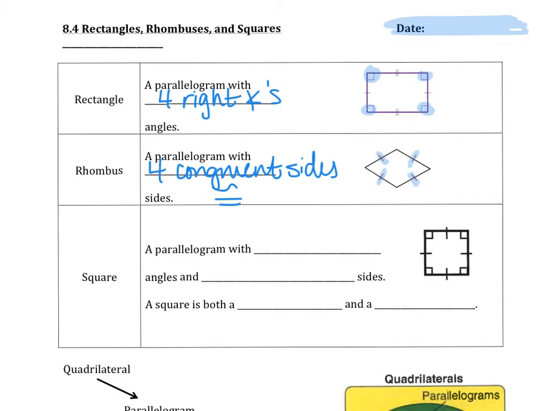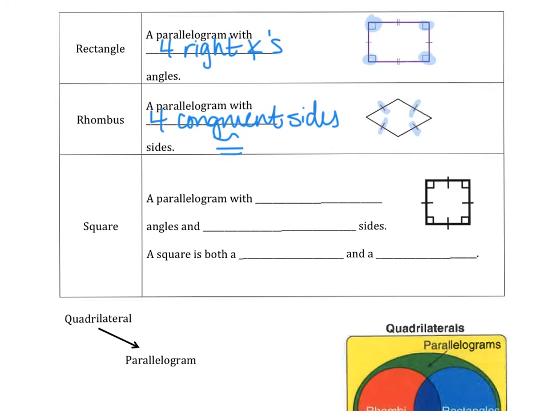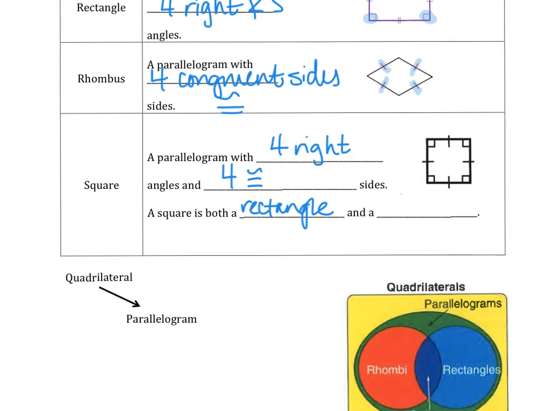The last definition that we have today is a square. And a square is a parallelogram with 4 right angles and 4 congruent sides. And a square can both be a rectangle and a rhombus. Not sure why that's not writing very well. I'll fix that for you. This rectangle and a rhombus.